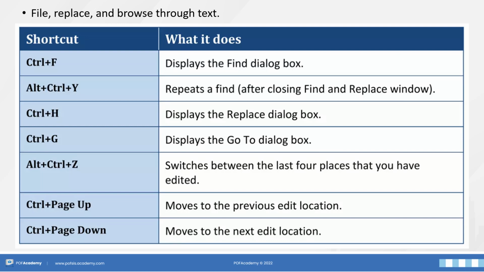To display the Go To dialog box, press Control G. If you want to switch between the last 4 places that you have edited, Alt Control Z. If you want to move to the previous edit location, Control Page Up. Then if you want to move to the next edit location, just press Control Page Down.